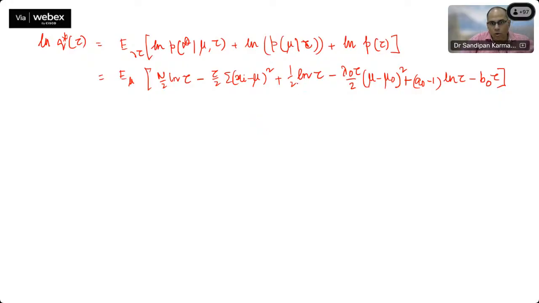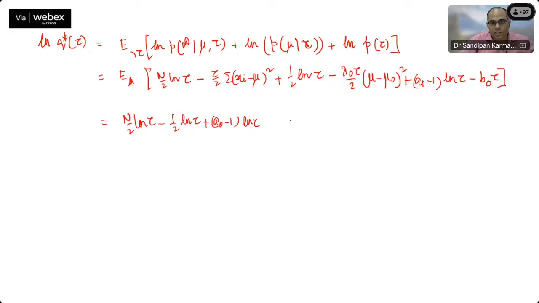Now all these components which do not have mu here will come out as they are, because they are constant in terms of the expectation with respect to mu. So this will be n by 2 ln tau, then half ln tau, then plus a naught minus 1 ln tau. They have all come out because they are not depending upon mu.